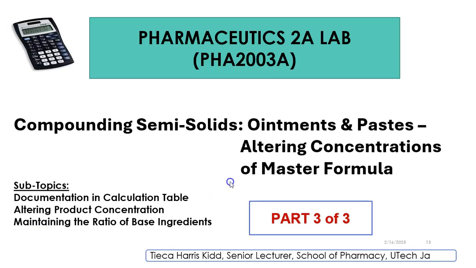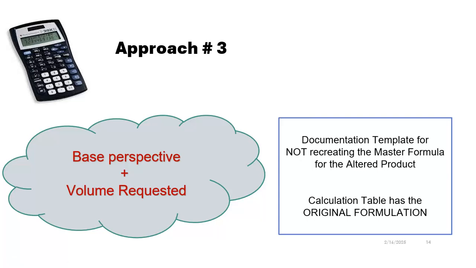Welcome to part 3 of the recording on altering concentrations for master formulas, looking specifically at ointments and pastes where the formulation allows for this to take place. Now, in the last two recordings, we looked at the percentage perspective. We looked at altering the master formula in the metric, the original gram quantity perspective, recreating the total master formula, so you'll have a standard formulation going forward for the half strength preparation.